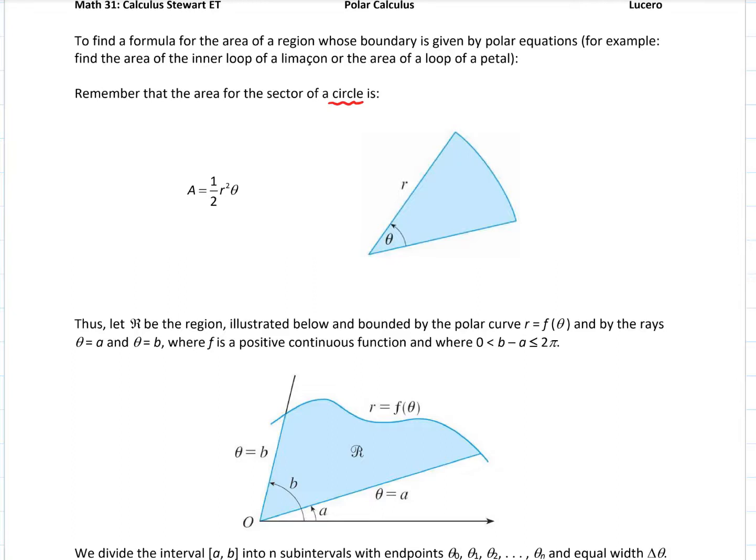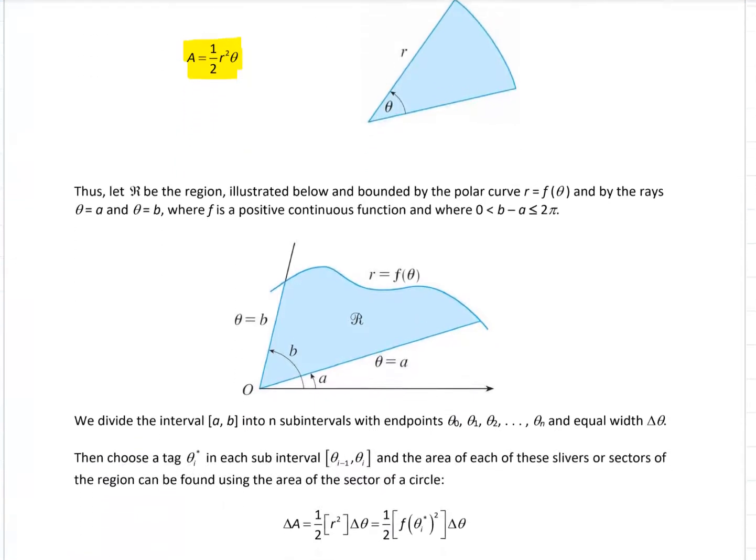So we're going to use the area of a sector. The area of a sector of a circle is 1/2 times the radius squared times theta, where theta obviously is in radians. So this is how we compute the area of a sector of a circle.